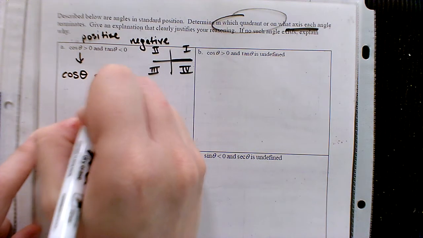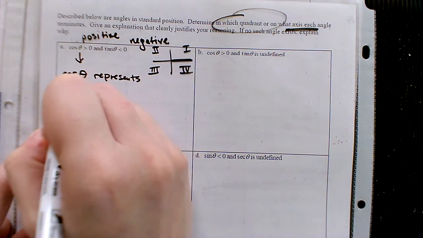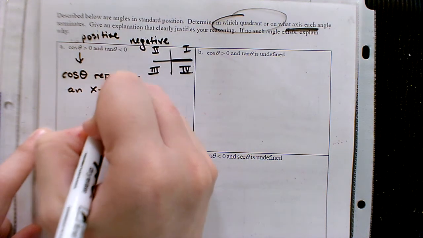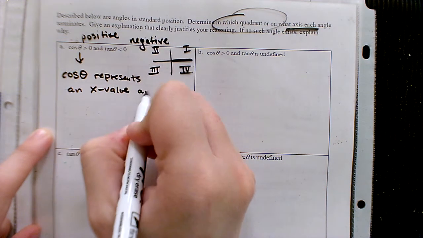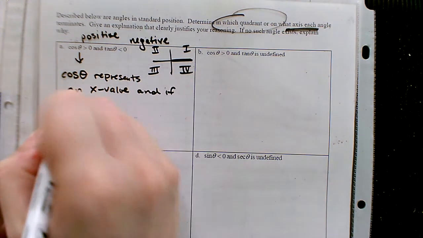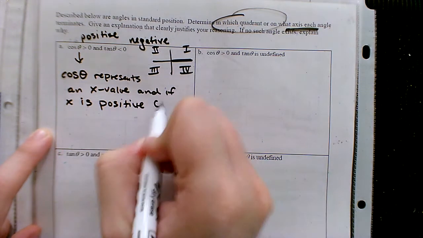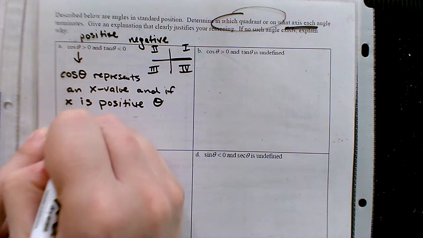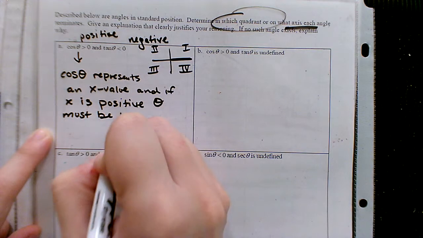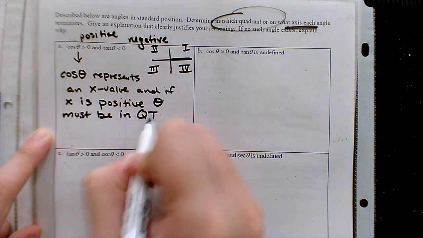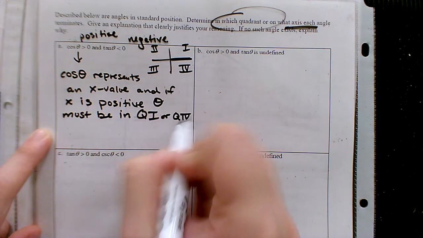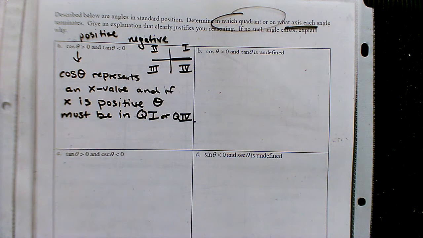Cosine of theta represents an x value, and if x is positive, theta, meaning the angle, must be in quadrant 1 or quadrant 4. So we narrowed it down. I mean, we only have 4 quadrants to begin with, which isn't that many, but at least we narrowed it down.